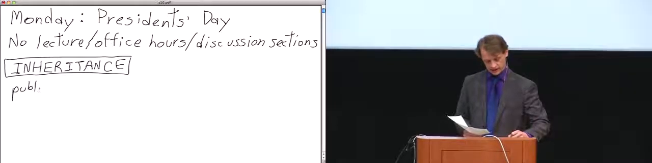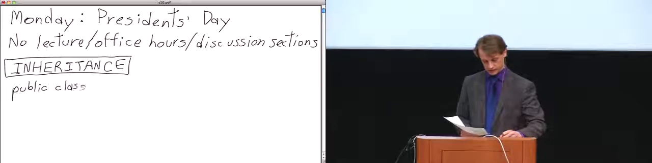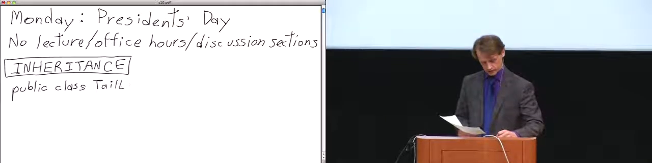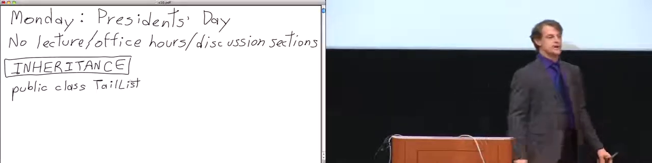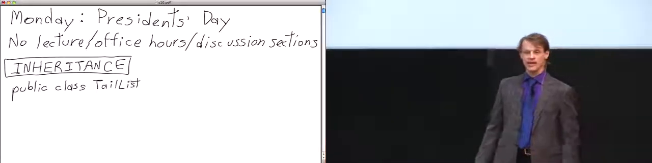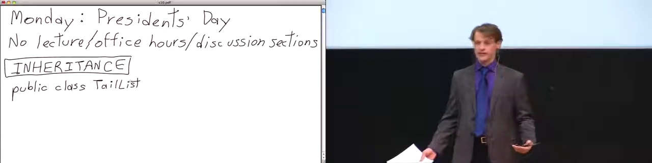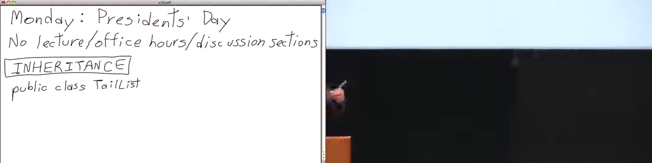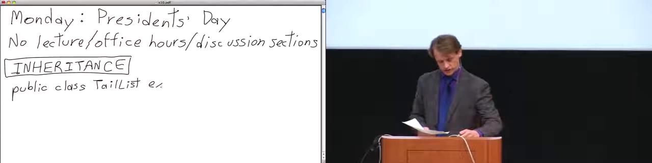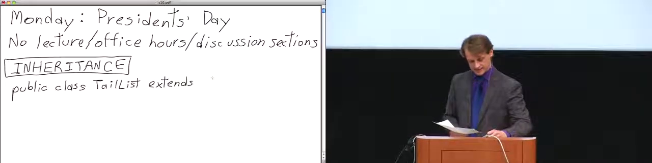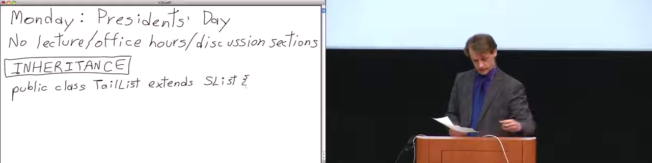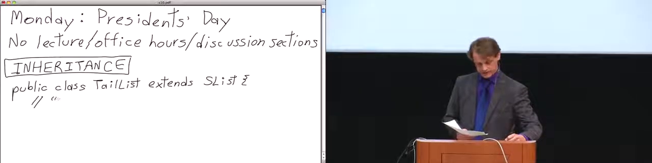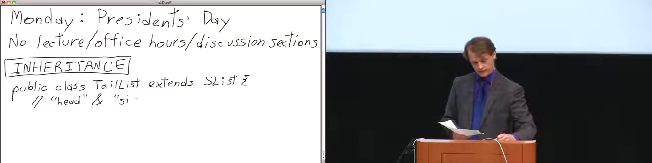So I'm going to declare a new class called a TailList. And instead of writing TailList from scratch to be like a better SList, or instead of copying the code from the SList class, I'm just going to have TailList be a fancier version of SList, a subclass of SList. And the way you say that in Java is you say that TailList extends SList. And having done that, because TailList extends SList, it automatically inherits the methods and fields of the SList class.